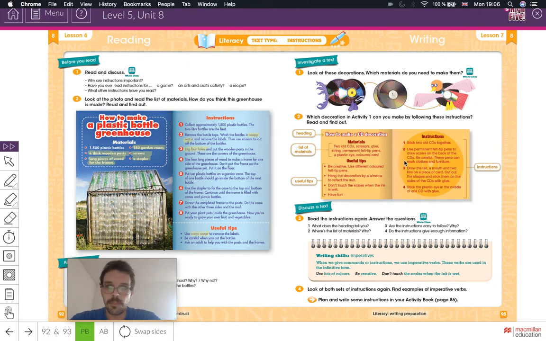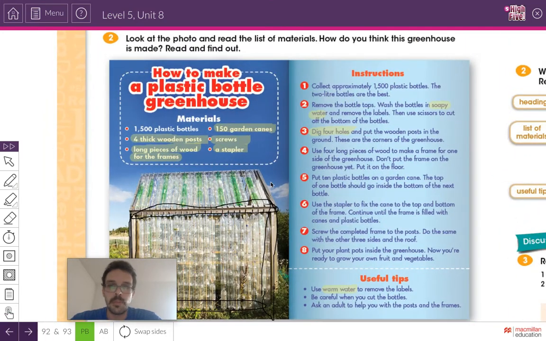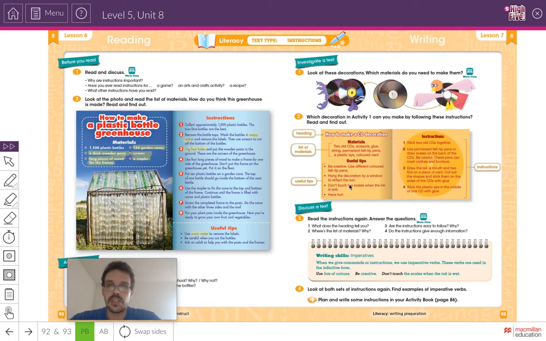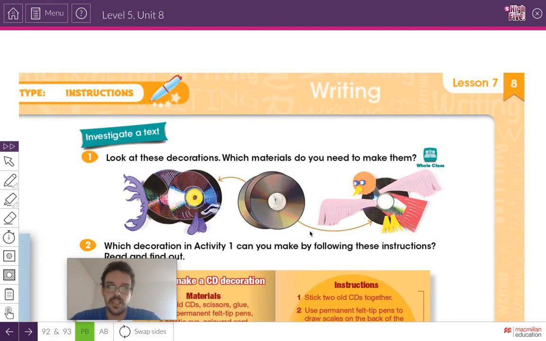So the last class, if you remember, we looked at how to make a greenhouse from plastic bottles, and what we did is we looked at instructions. So what we're going to do now is talk about the grammar of the instructions. So let's have a look on page 93, just something to think about to warm up.